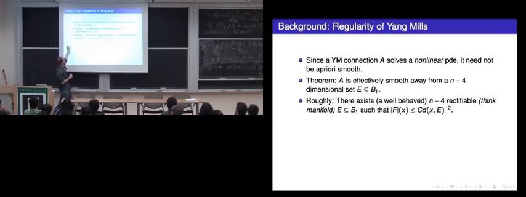What you can prove is that there's this sort of n-4 manifold set E such that the curvature is bounded away from it in this scale invariant sense, right? So you are smoothly bounded on most of your space if you have a Yang-Mills connection.